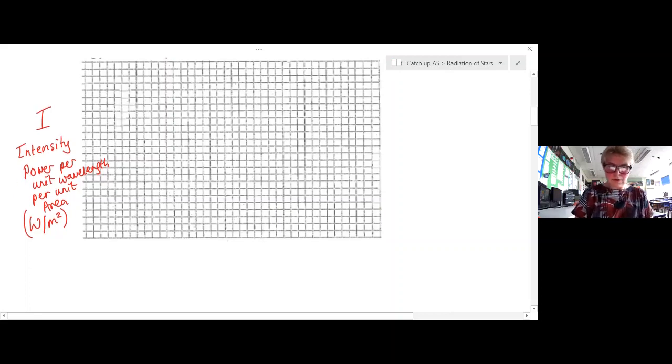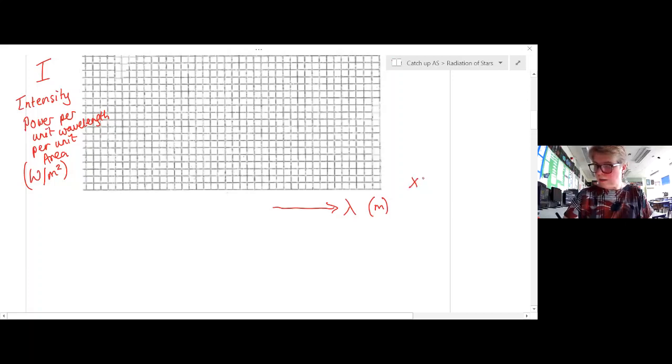And you've got all the different wavelengths along here, and these wavelengths could be in meters, and very often it's in nanometers, which means times 10 to the minus 9 meters. Or sometimes you might see it in angstroms, which means times 10 to the minus 10 meters, but it will be a unit of wavelength along the bottom.